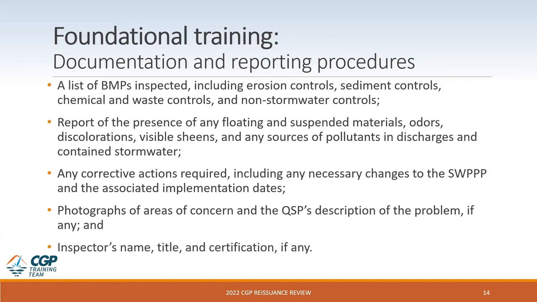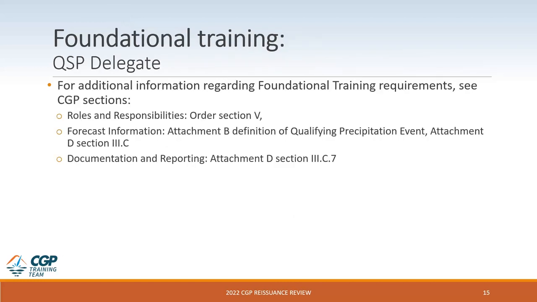Usually, if they're using a site inspection form, most of this information will be on the site inspection, whether it's an electronic form or a paper form. But the QSP delegate should have an understanding of what information is required to be recorded on the inspection forms each and every time they do an inspection. For additional information with regards to the QSP delegate and the foundational training, you can refer to these sections on the screen for the roles and responsibilities, the forecast information, and the documentation and reporting. But the QSP delegate must understand these things.